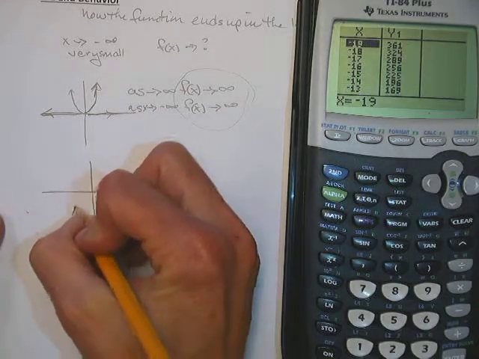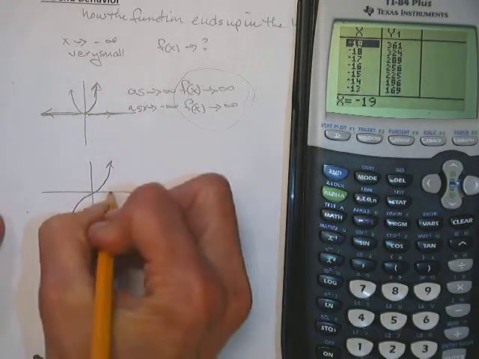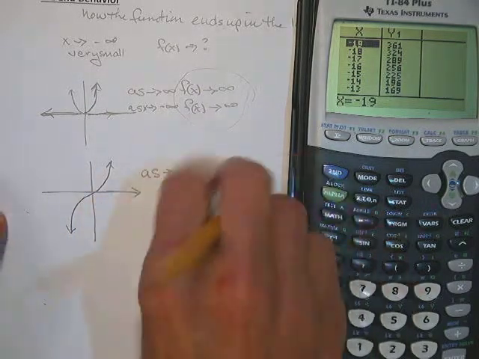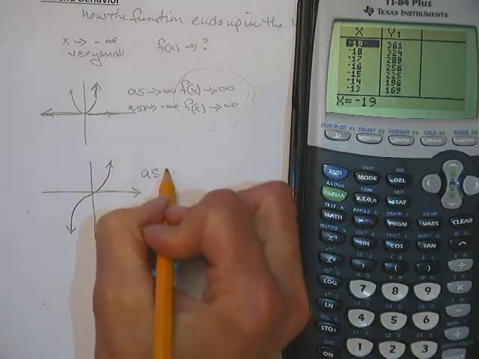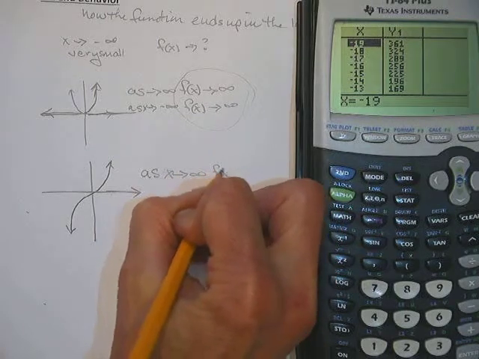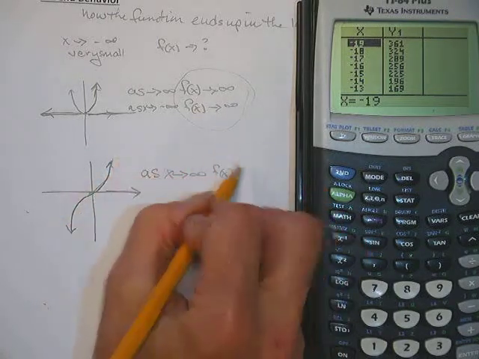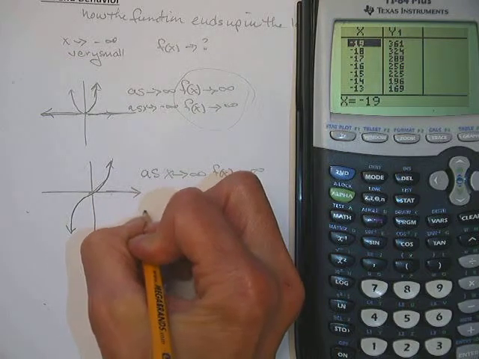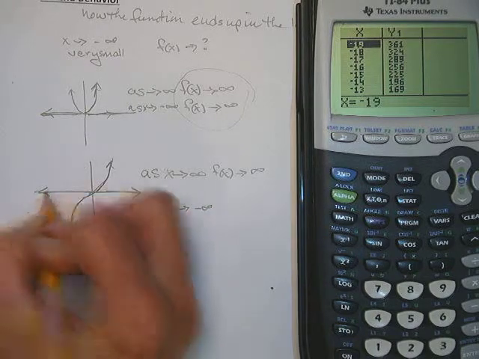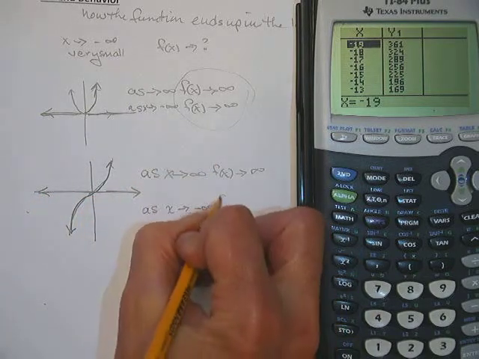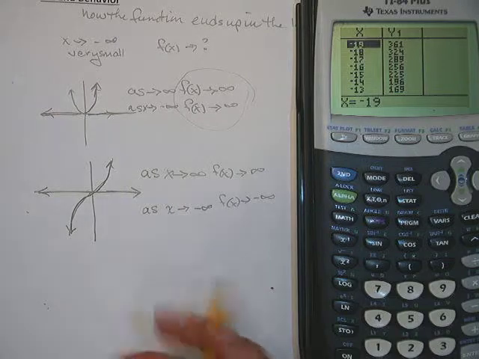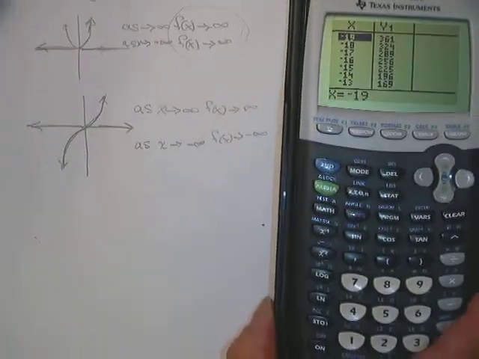Another example is a function that looks like this. Maybe it comes in like this and goes up. In this case, as x approaches infinity and gets larger and larger, my function also keeps going up. There it goes to infinity. Different is as x goes to negative infinity: as x gets smaller and smaller, my function goes to negative infinity.